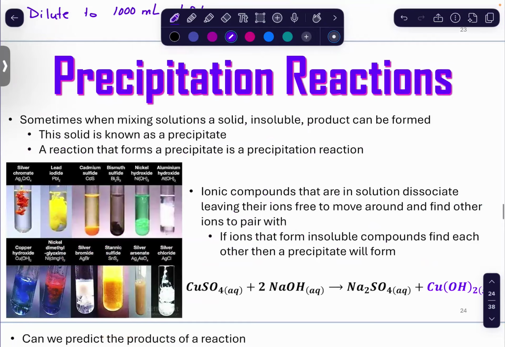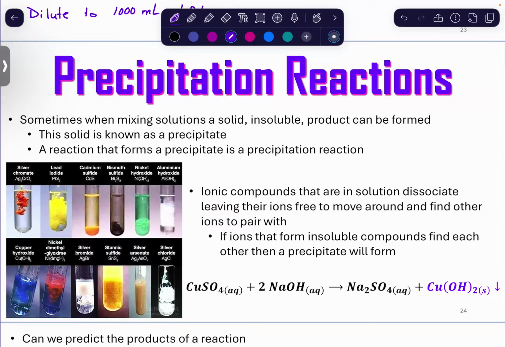Okay, precipitation reactions. So we've been talking about this a little bit. Sometimes when you mix solutions, you have a bunch of ions in solution. Not every pairing of ions is going to be soluble. We talked about the solubility rules. If you mix solutions together that have ions that can form an insoluble salt, those ions are going to combine to form a solid. That solid is known as your precipitate, and that's a precipitation reaction.